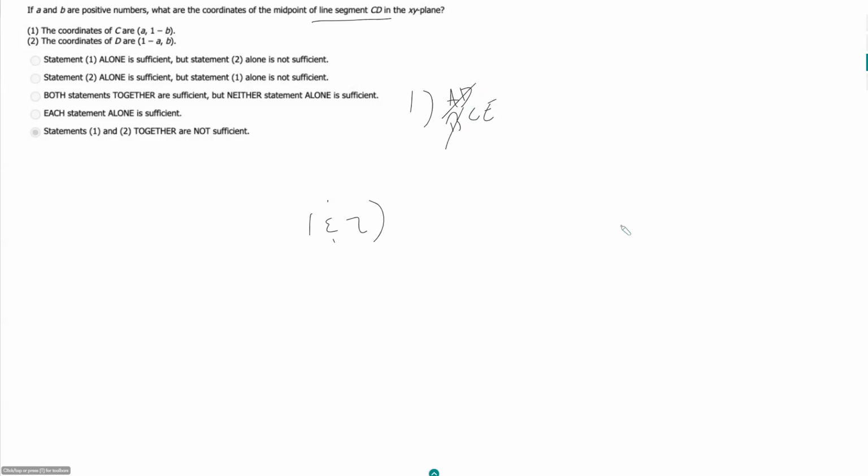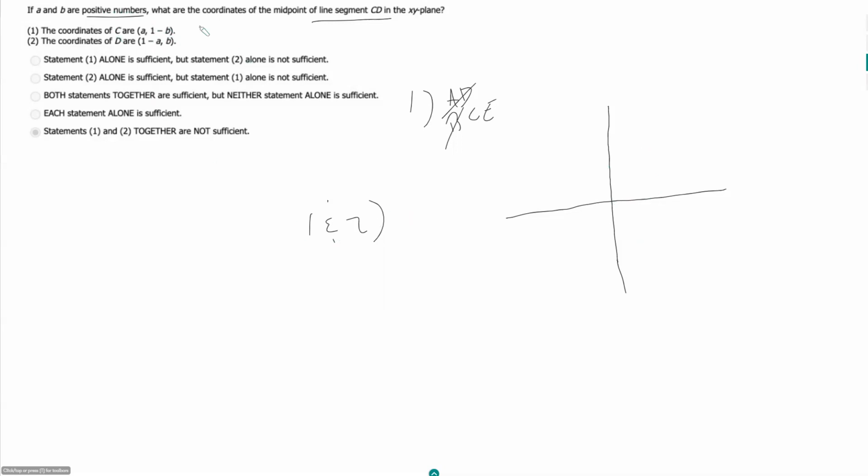Now we don't know anything about these. Oh wait, we do. A and B are positive numbers, but we still don't know. So 1 minus B could still be positive or negative depending on what the value is for B. So we don't know exactly which quadrants we are in here. So we can't really draw it out. We can draw out one possible version of what our line looks like.